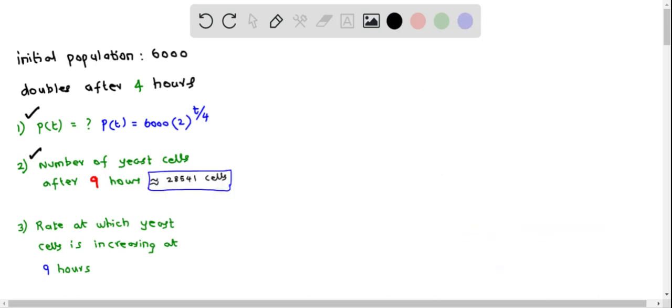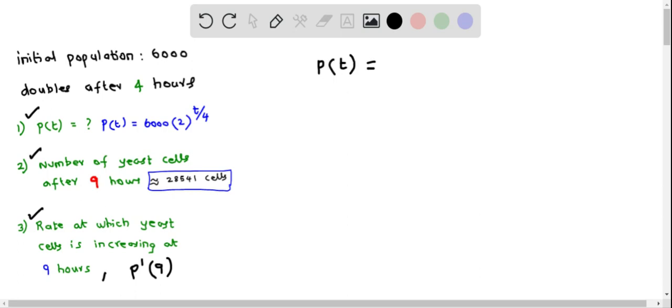Let's answer question 3. Here we determine the rate at which the yeast cells are increasing at 9 hours. Basically, we have to determine p prime of 9, that is, the derivative of p of t at t equals 9. So let's see how to find this one. Let me copy this population model, p of t.